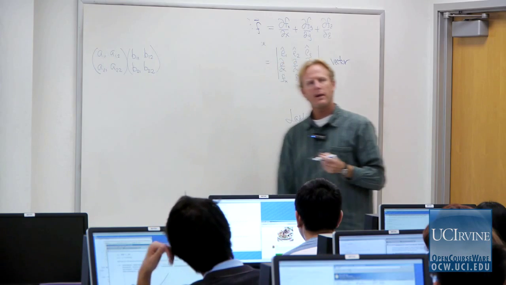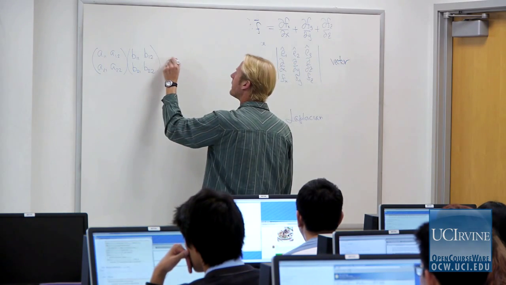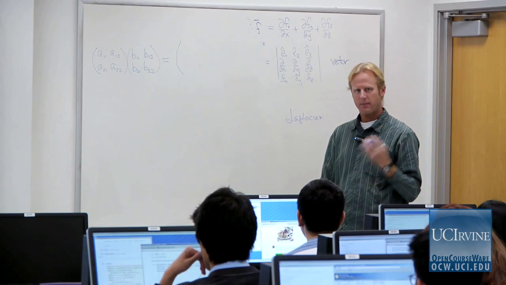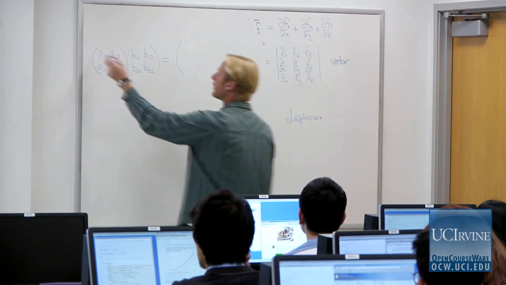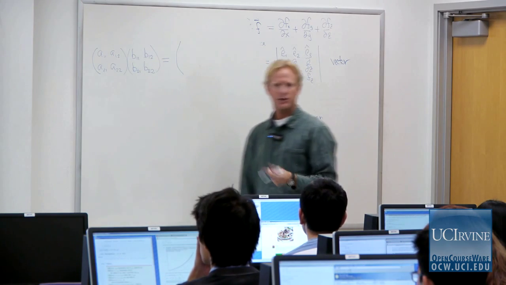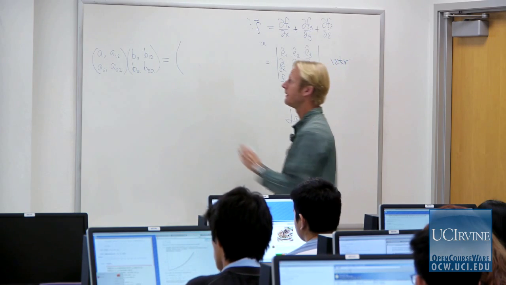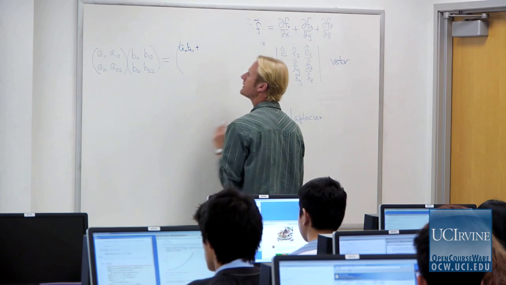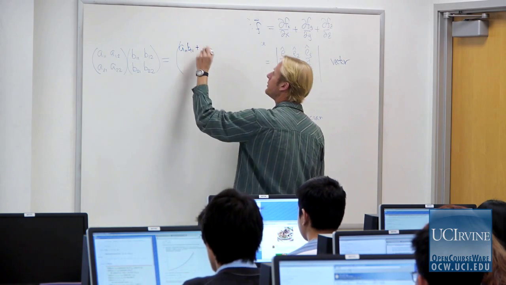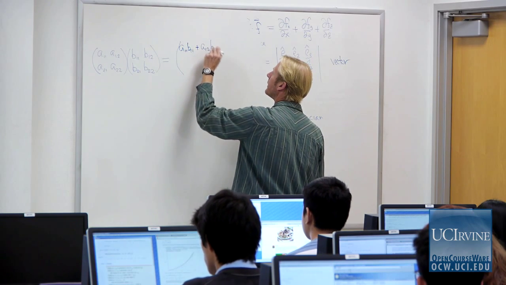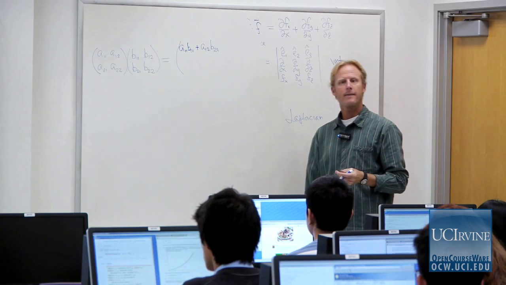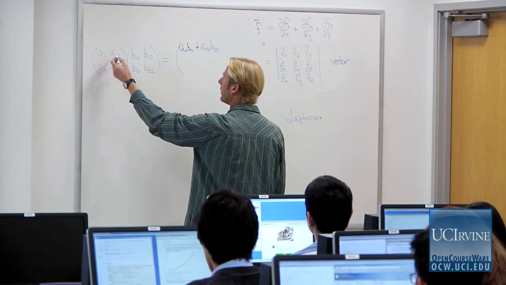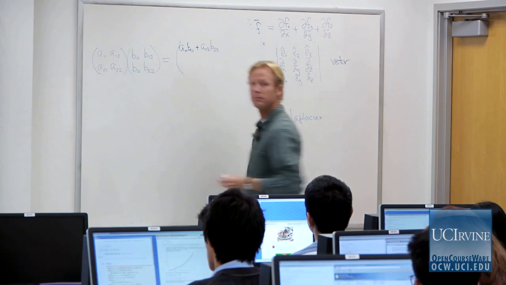Okay. Now the way this works is the 1,1 element of the product is going to be, I take the first row of A and multiply it by the first column of B. So that's going to be A11 times B11, plus A12 times B21. Okay? And then the 1,2 element will be the first row of A times the second column of B.